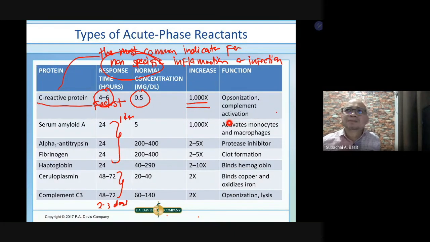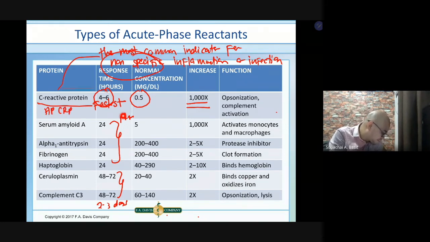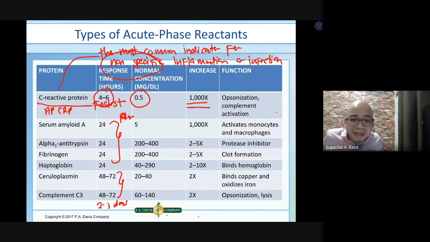Now, there is also another type of CRP. This is the high precision CRP. The high precision CRP is also being used by doctors to assess acute myocardial infarction. If someone has a heart attack, then the CRP will also increase. So that's how valuable CRP is. Okay, so let's discuss other types of acute phase reactants.